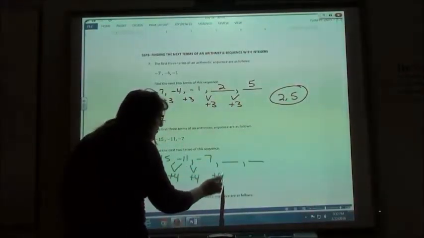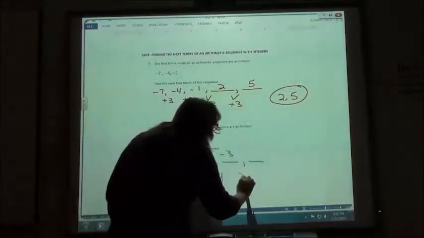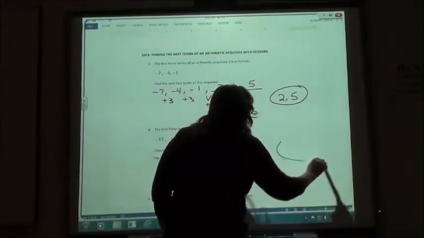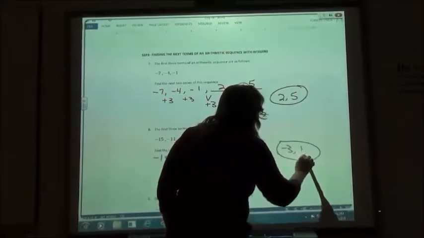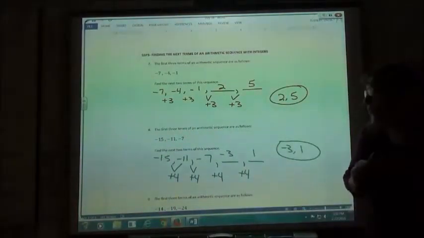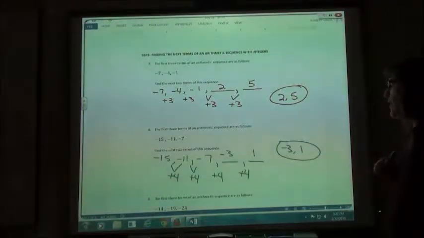Negative 7 plus 4 would be negative 3. Negative 3 plus 4 would be positive 1. So negative 3 and positive 1 would be the next two terms in my arithmetic sequence.